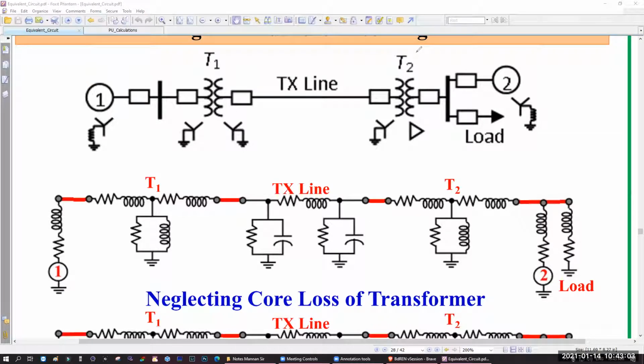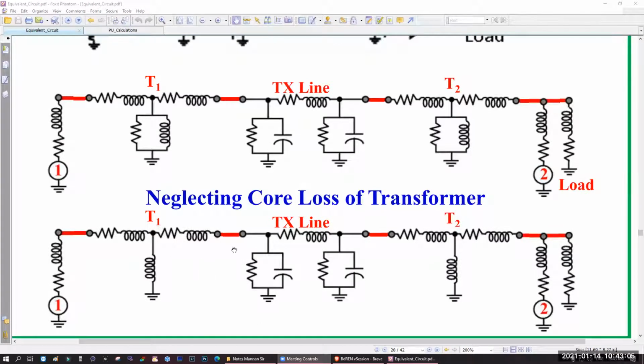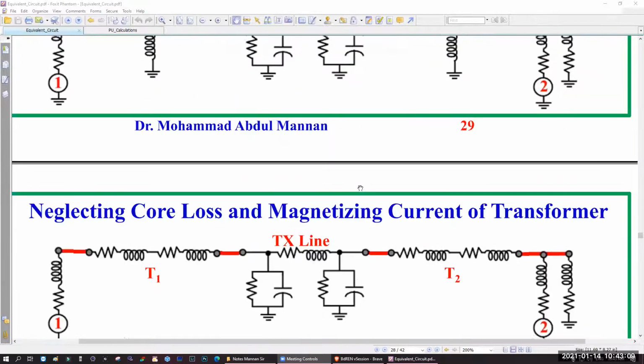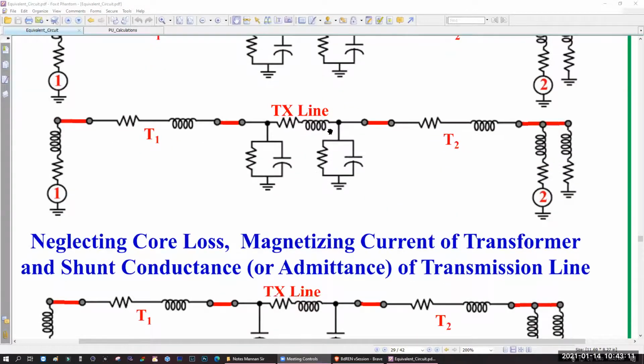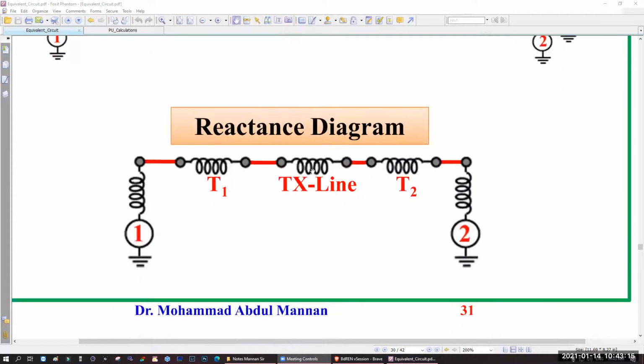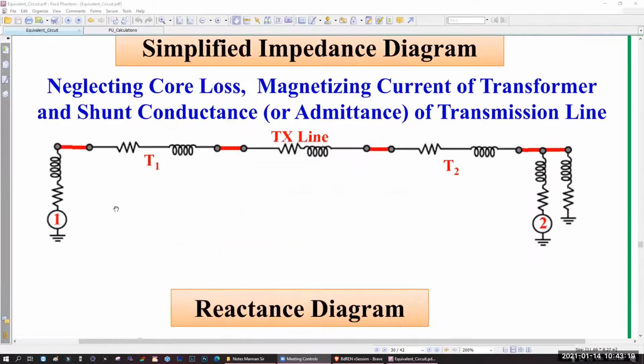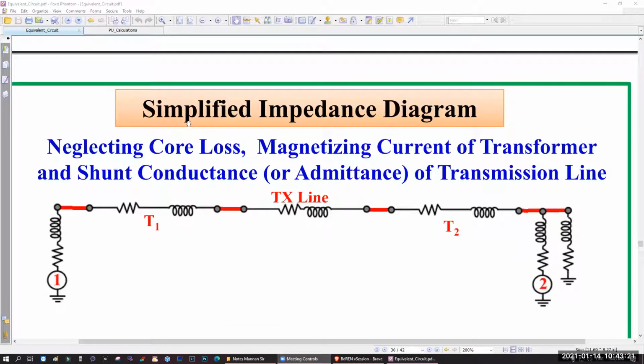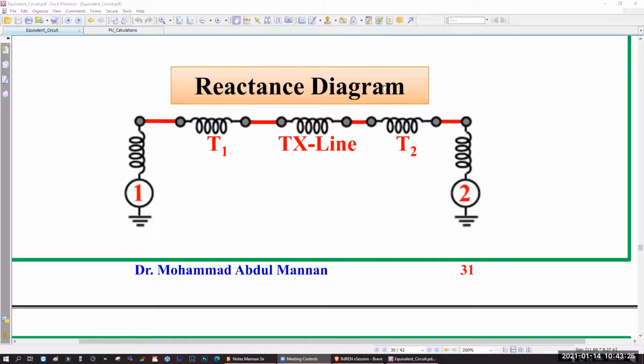Then what? Then we have to simplify this by neglecting the core loss of the transformer. Then we can further simplify this, and we can get something like this. Okay, we can get something like this. This diagram is called the simplified impedance diagram. This diagram is called the reactance diagram. Remember this, reactance.